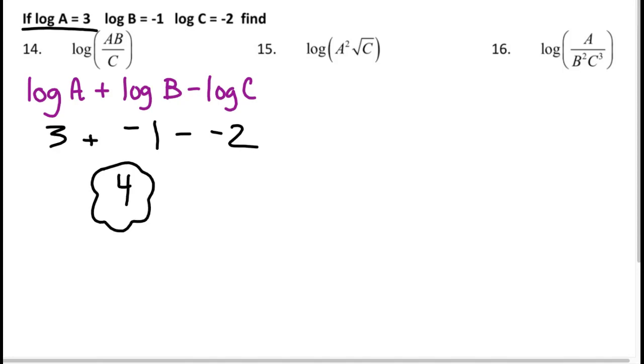Over here in 20, we have the product property again, but we also have some power property in there. So it's like the log of a squared plus the log of c. I'm going to change this to the 1/2.